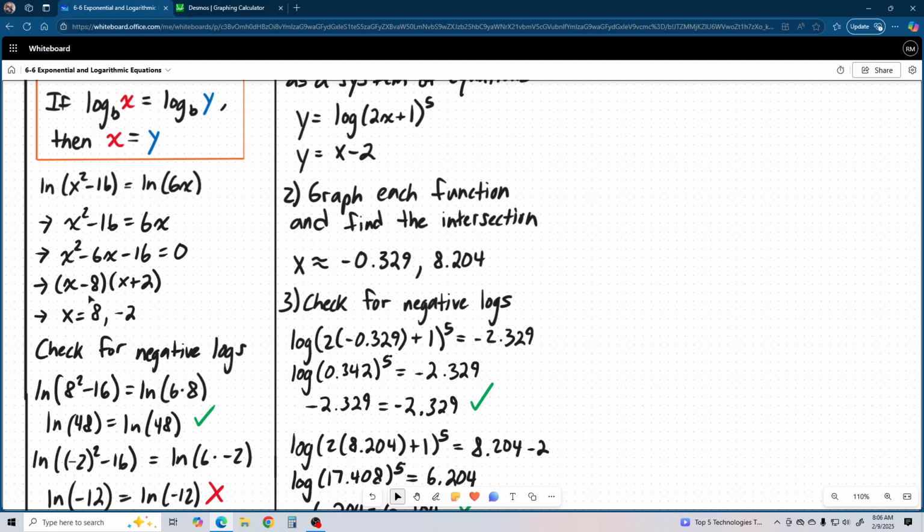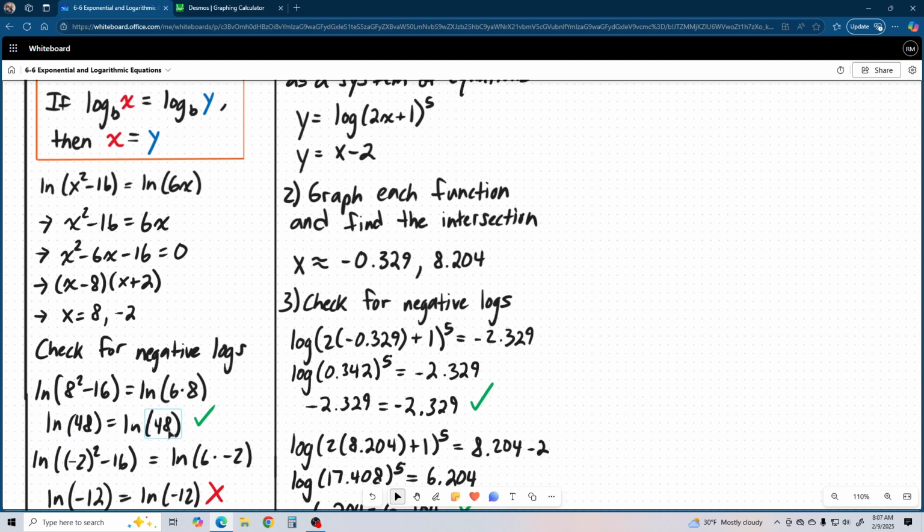So if we take our 8 first, we'll have 8 squared minus 16, which is 64 minus 16, which is 48. So here we're going to have the ln of 48. And then on this side, we have the ln of, well, it was 6x, so 6 times 8, which is just 48. Now, these will equal each other. We already knew these were going to equal each other. It's another way of checking your work, I guess. But the thing that we really care about for this part is, are these negative?